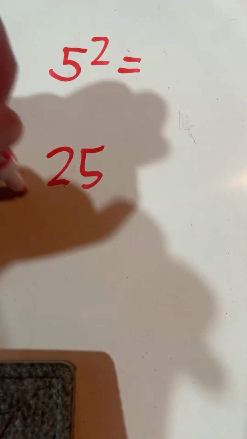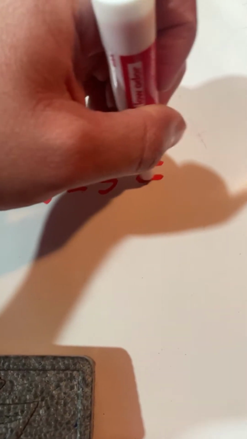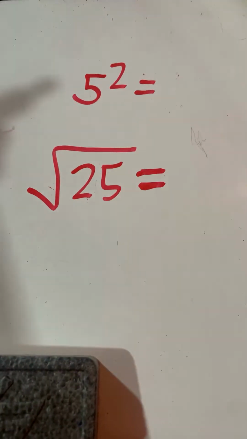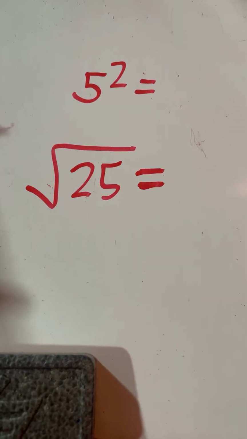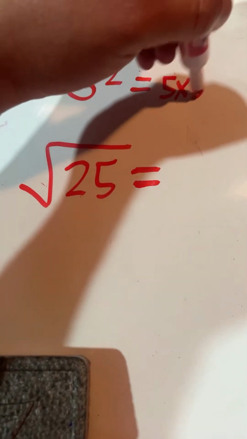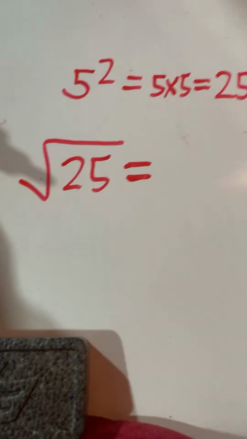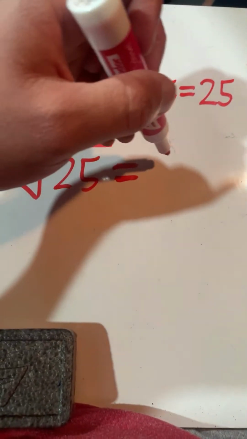I'm going to do one more where I square it and then find the square root, and then my final 2 problems are going to be just looking for the square root. So 5 to the second power, that's the same as multiplying 5 times 5. 5 times 5 equals 25. So we know that 5 multiplied by itself equals 25. The square root of 25 equals 5.